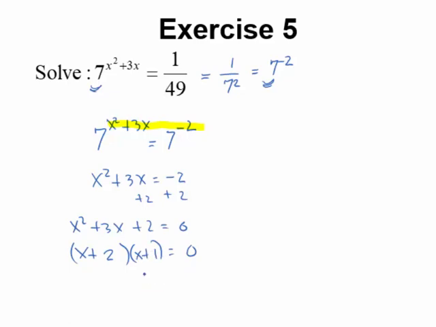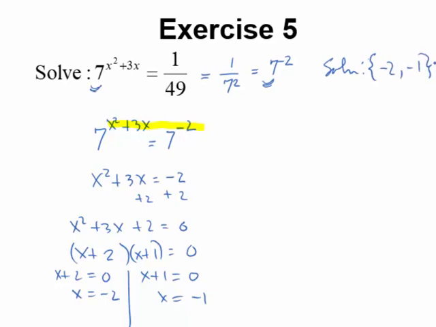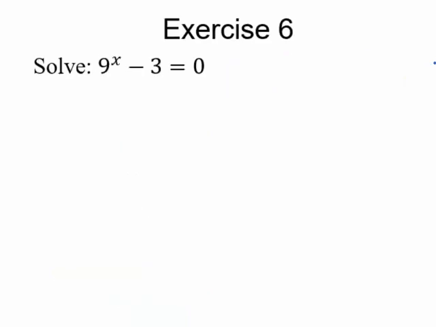So you're setting each factor to 0, you get x plus 2 is 0, so x is equal to negative 2. x plus 1 is 0, meaning x is equal to negative 1. So here your solution would be made up of two elements. One is negative 2, the other one is negative 1. All right? Okay, let's look at the next slide.